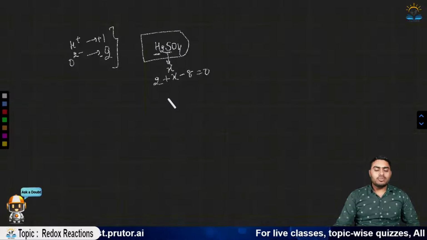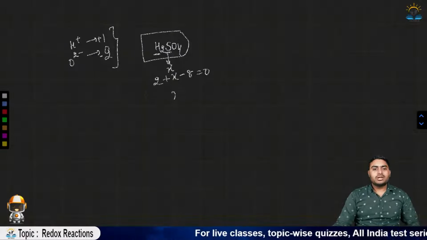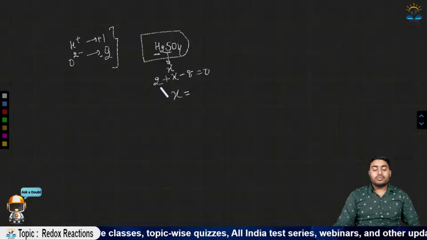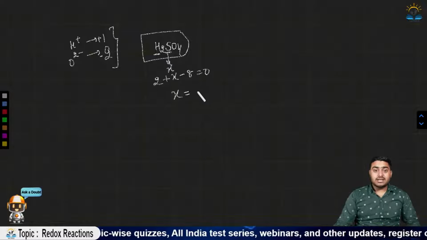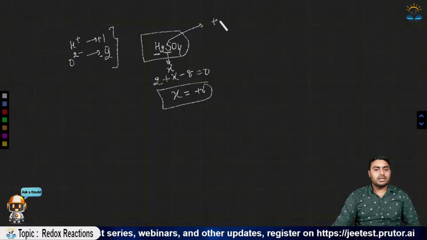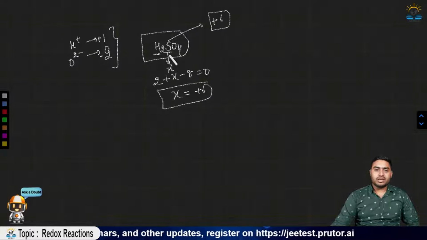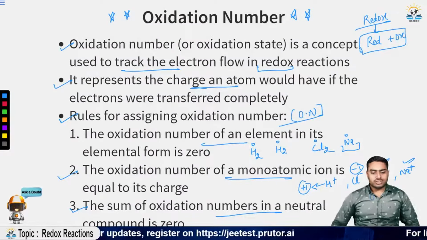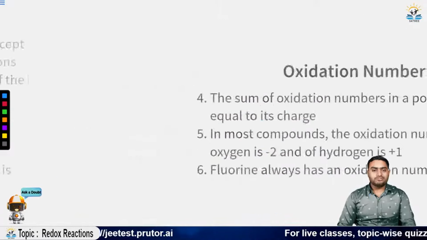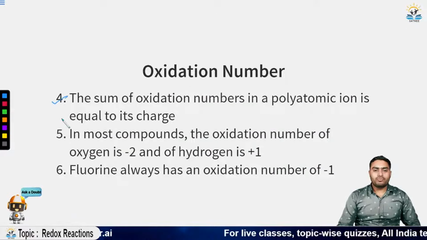So the sum of oxidation numbers will be equal to 0. Now you can calculate: -8 and +2 will be -6, and you will get the answer +6. So the oxidation number of sulfur in H2SO4 is +6. Like this you can calculate the oxidation number. So the sum of oxidation numbers in a neutral compound is 0. Let's go to rule number 4.